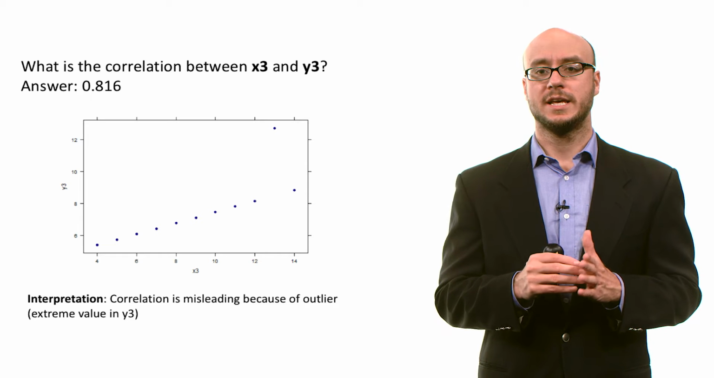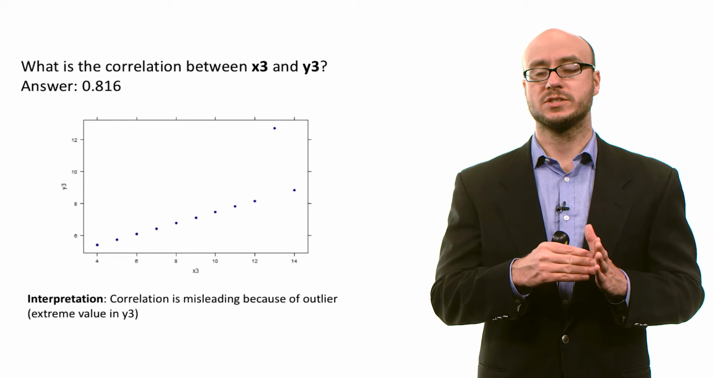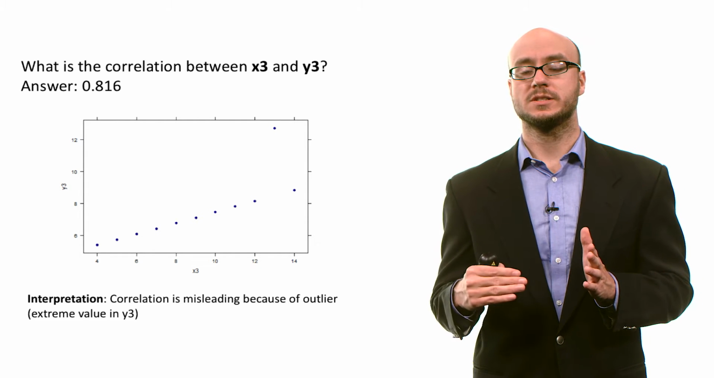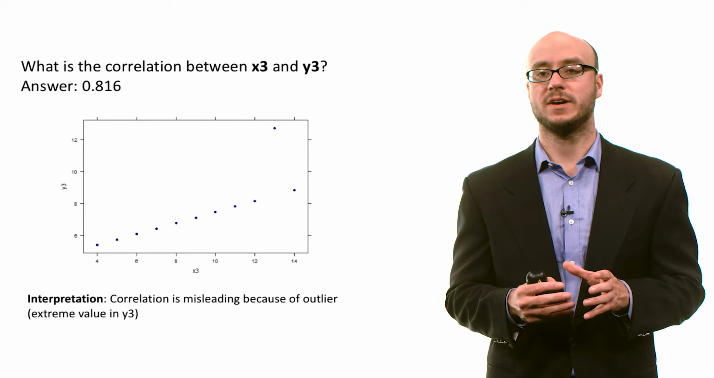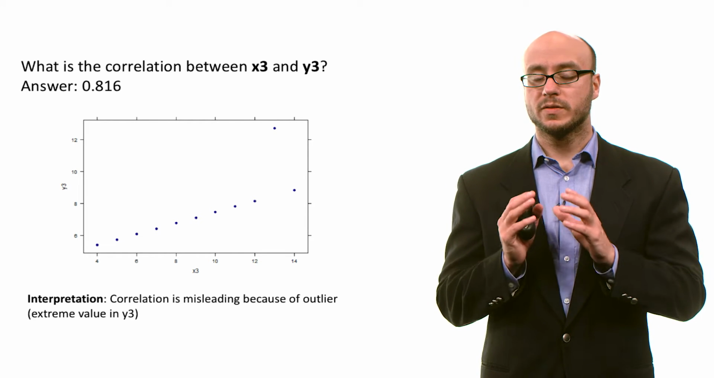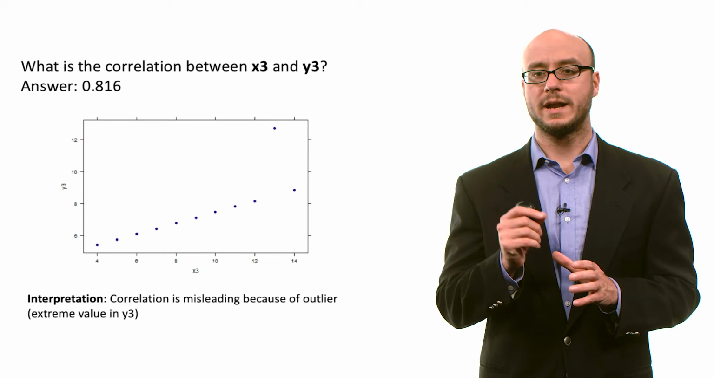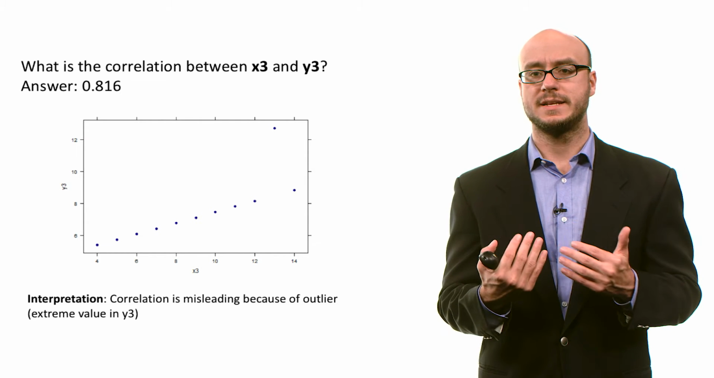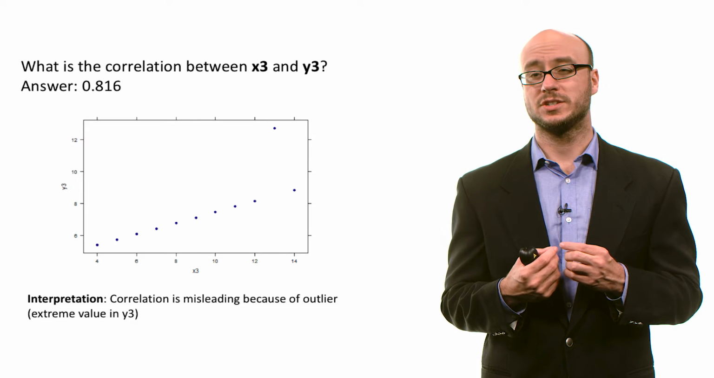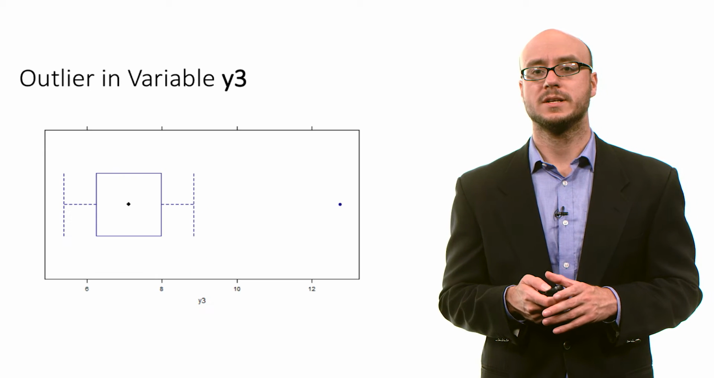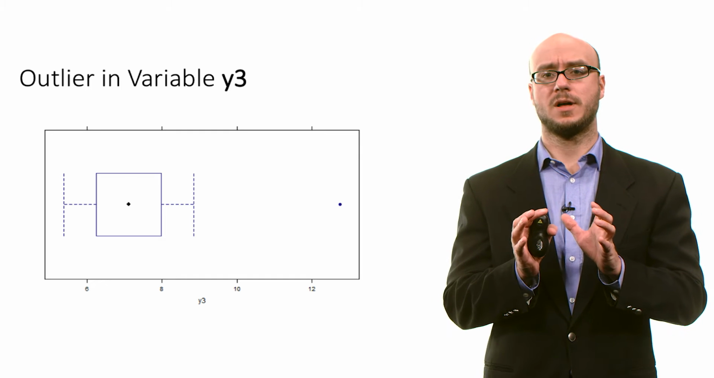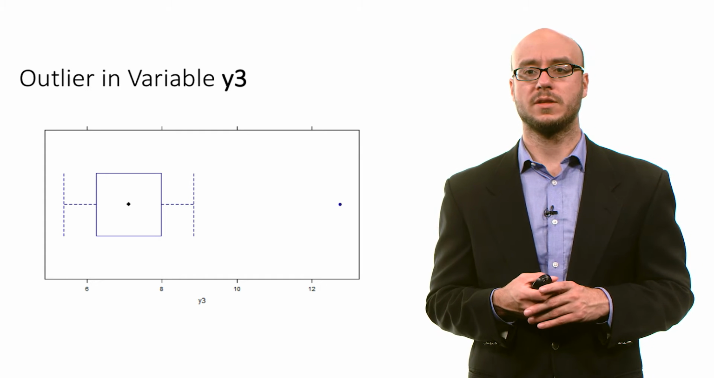outlier. So here, the correlation coefficient suggests, well, as x3 increases, y3 increases, and vice versa. Well, that's true, but there's that one outlier, and if you look at the rest of the data, that correlation coefficient, if you just remove that outlier, would be much smaller than 0.816. Here's a box plot for our variable of y3.